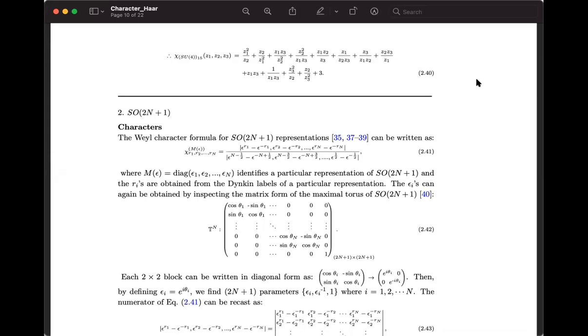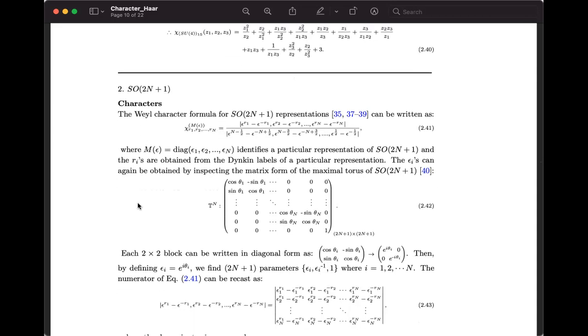So for the SO(2N+1), we have already discussed briefly about this group. The SO(2N+1) and the SO(2N), both groups have rank N, that means the maximum number of diagonal generators. Right? So the Weyl character formula of SO(2N+1) can be given in this particular form. Okay, so this is unlike the previous one. And here M is the Euler representation of some SO(2N+1).